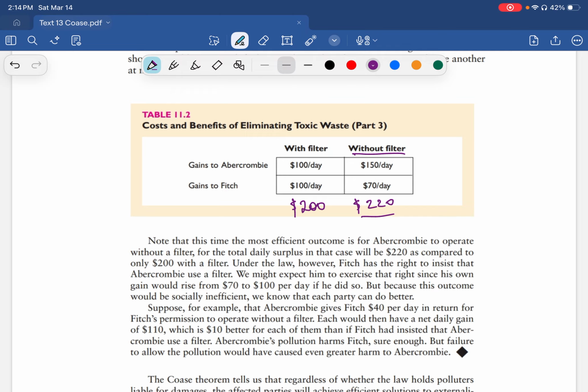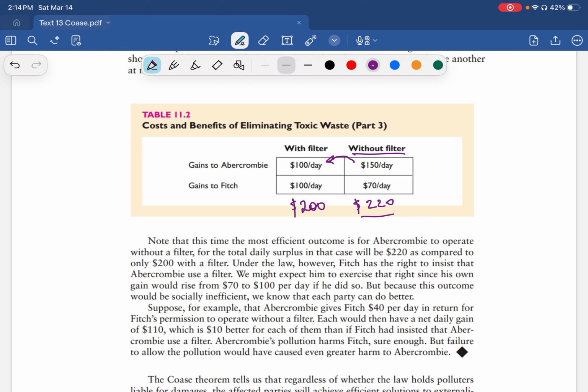And what he can do is, again, just like in the previous case, as Fitch used money to encourage Abercrombie to do the right thing, now Abercrombie can use money to encourage Fitch to pick the more efficient technology. So to see how it can happen, again, let's see how things will change if they go from this inefficient situation.